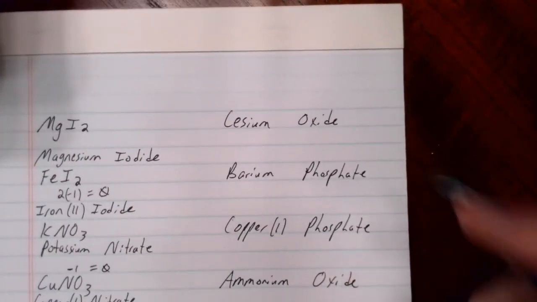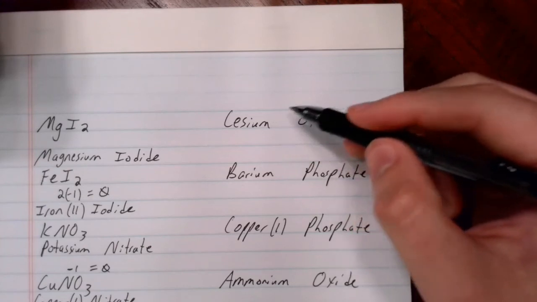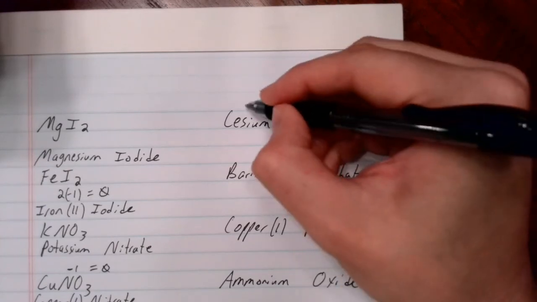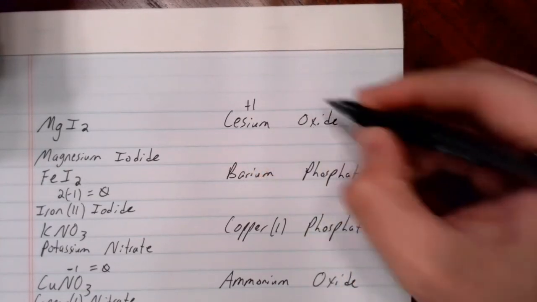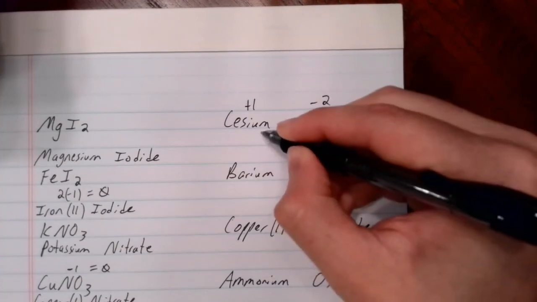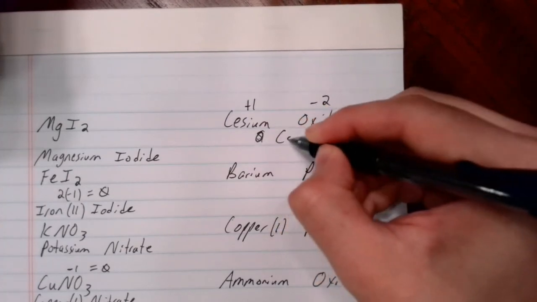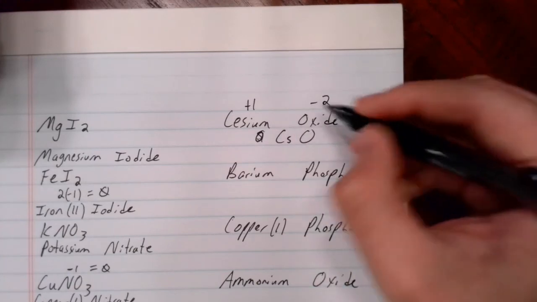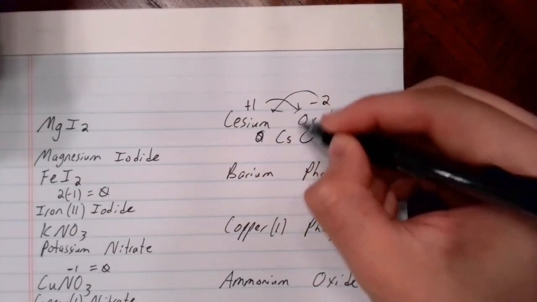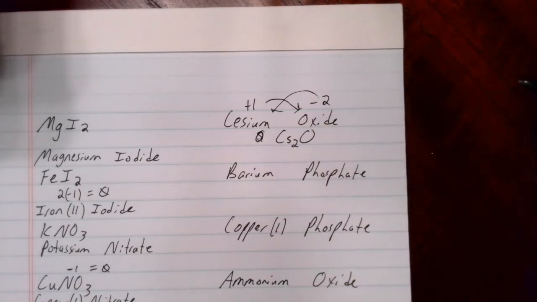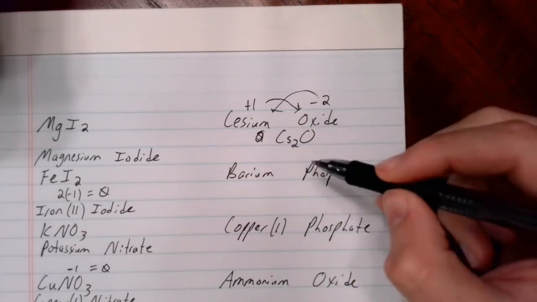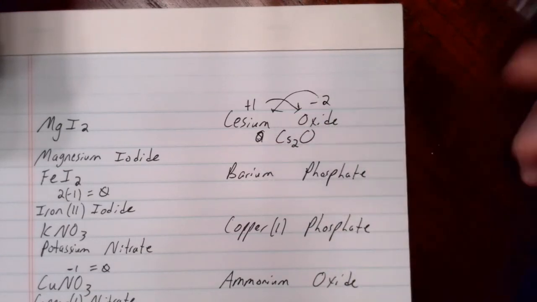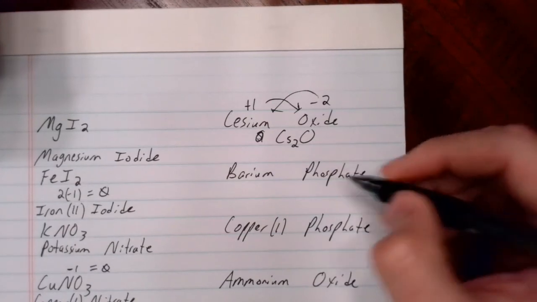Okay. So the first step when I'm writing the formulas from the names, I write the charge. Cesium's +1, oxygen's -2. I write the symbols, Cs, O. Do they cancel? No, they don't, so I flip them. So Cs2, O. Now I'm good to go. I can go back and check. +1 +1, -2 equals 0. I'm good to go.